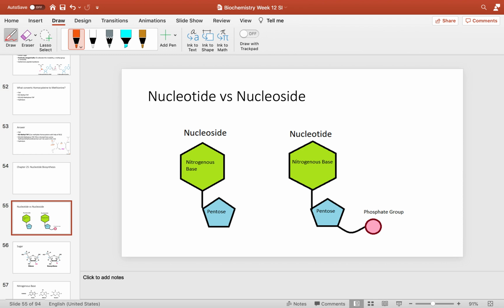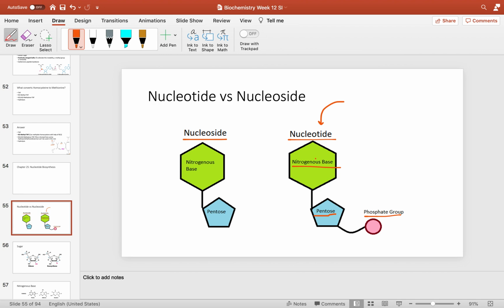So the first thing to know is, what is the difference between a nucleoside and a nucleotide? Let's look at the more familiar one first. A nucleotide is like ATP. You have your nitrogenous base, which would be adenine. You have your pentose sugar, which could be either ribose or deoxyribose. And you have your phosphate or phosphate groups. It could be multiple, it could be 1. For ATP, there's 3.